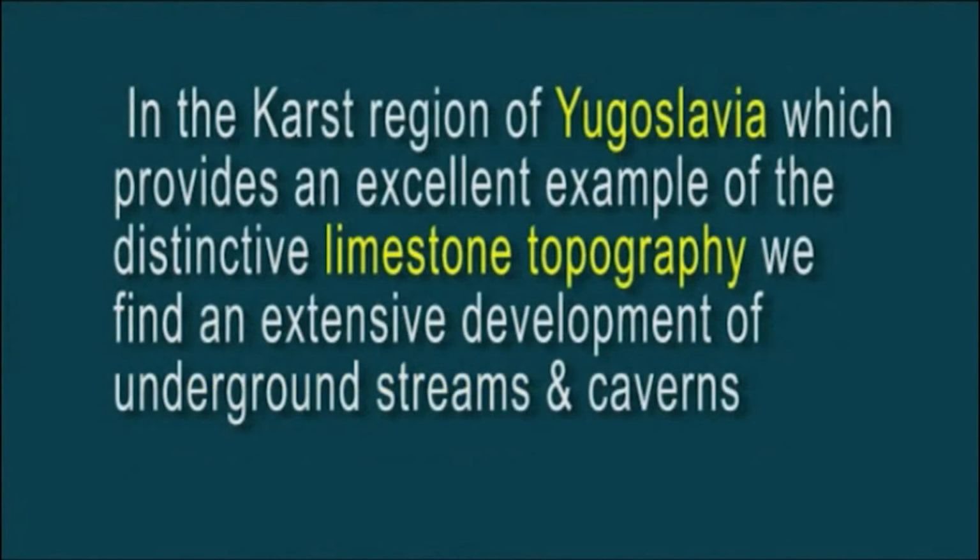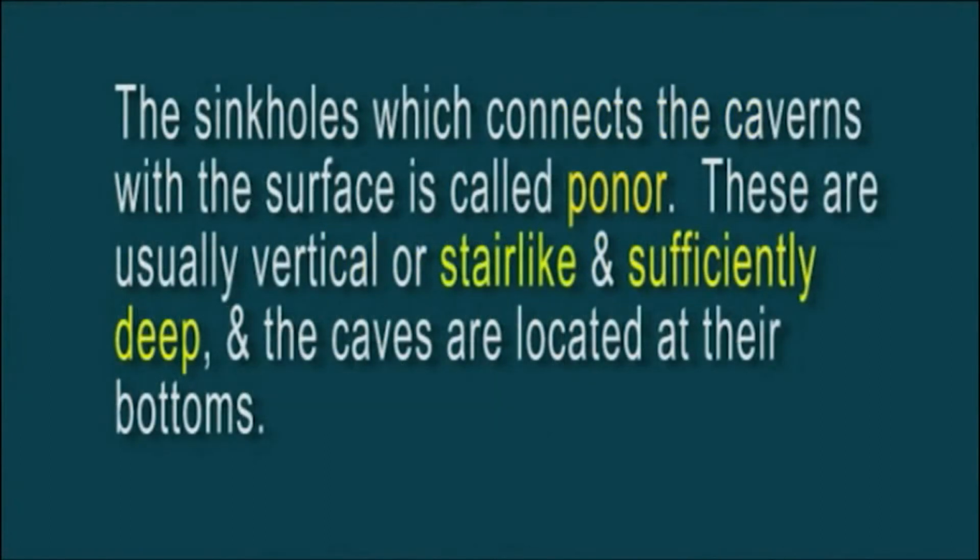In the karst regions of Yugoslavia, which provide an excellent example of distinctive limestone topography, we find an extensive development of underground streams and caverns. The sinkholes which connect the caverns with the surface are called ponor. These are usually vertical or stair-like and sufficiently deep, and the caves are located at their bottoms.